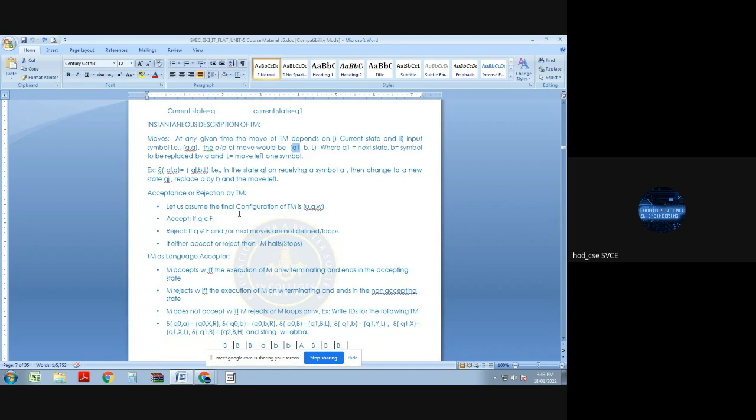If it either accepts or rejects, then the Turing machine halts. So after performing accept or reject, the Turing machine stops. That condition, that state, we call a halt. So the Turing machine will halt either on acceptance of a language or on rejection of a language also. It stops, either in the state of acceptance or not in the state of acceptance. And a Turing machine has a language accepted.